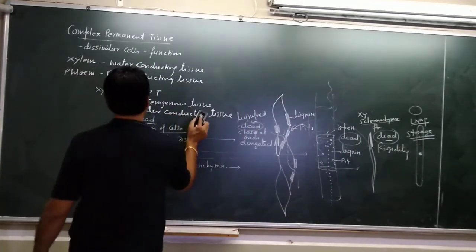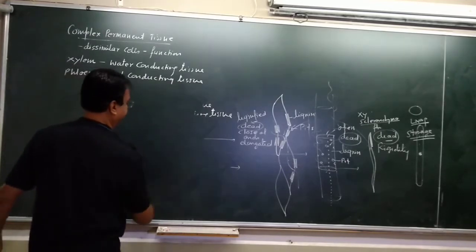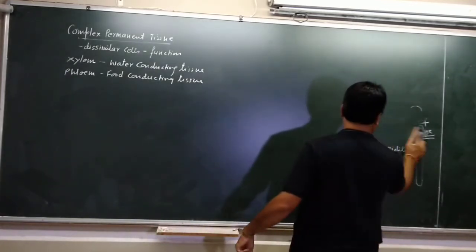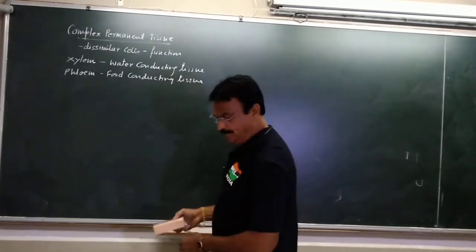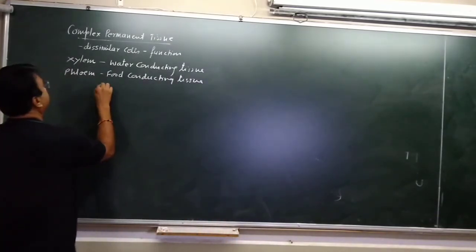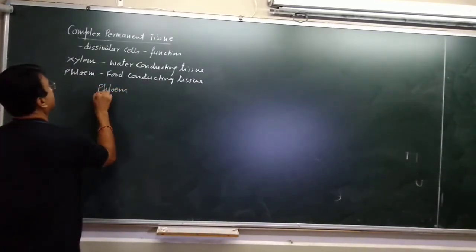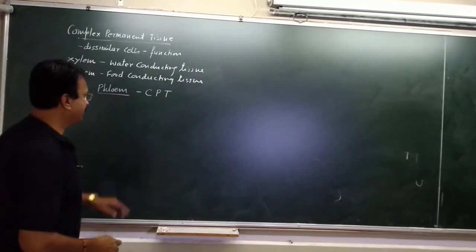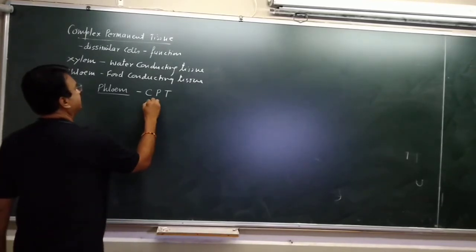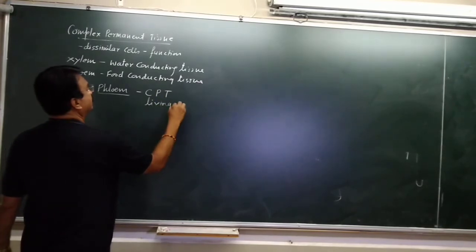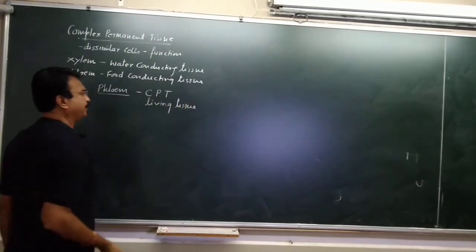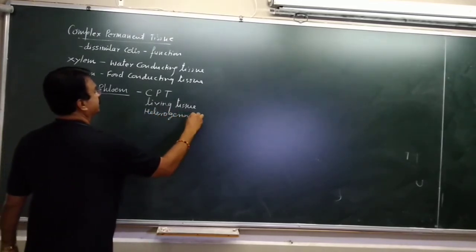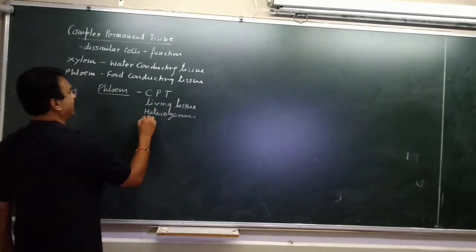Then we see another type of tissue, that is phloem tissue. Two complex permanent tissues are there, one is xylem and another is phloem. Phloem is a complex permanent tissue. It is a living tissue. These terms are important. It is a heterogeneous tissue because it is made up of different types of cells.